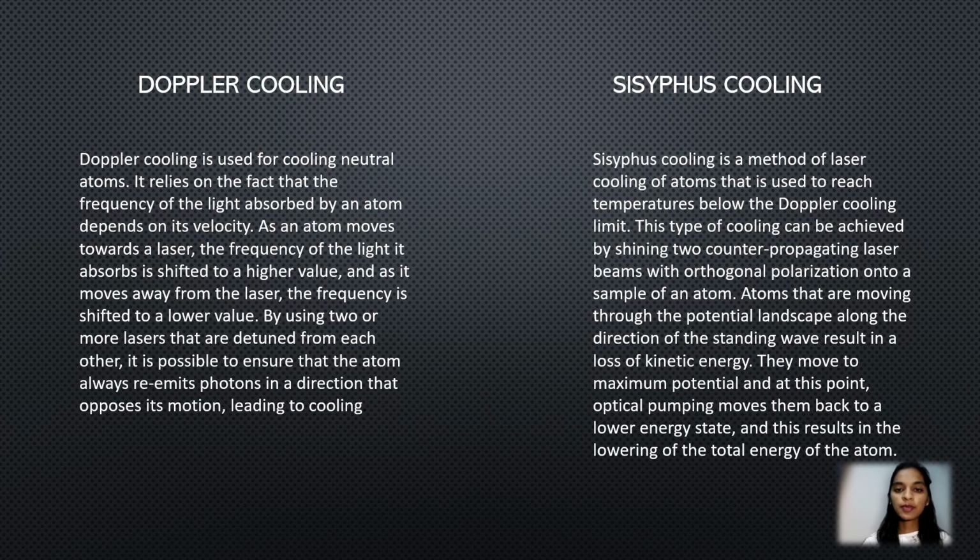The second one, Sisyphus cooling. Sisyphus cooling is a method of laser cooling of atoms that is used to reach temperatures below the Doppler cooling limit. This type of cooling can be achieved by shining two counter-propagating laser beams with orthogonal polarization onto a sample of atoms. Atoms that are moving through the potential landscape along the direction of the standing wave result in a loss of kinetic energy. They move to maximum potential, and at these points optical pumping moves them back to a lower energy state, and this results in the lowering of the total energy of an atom.